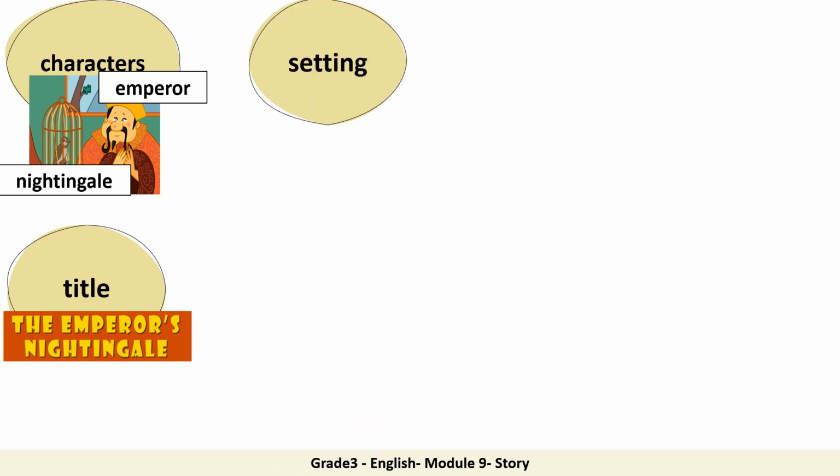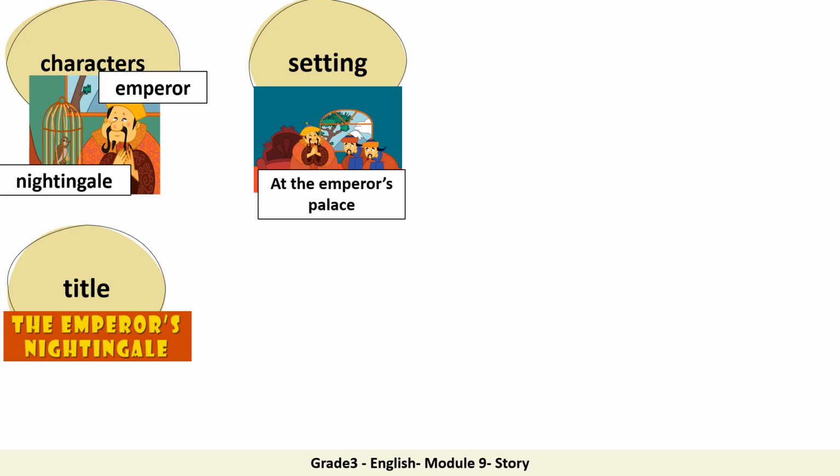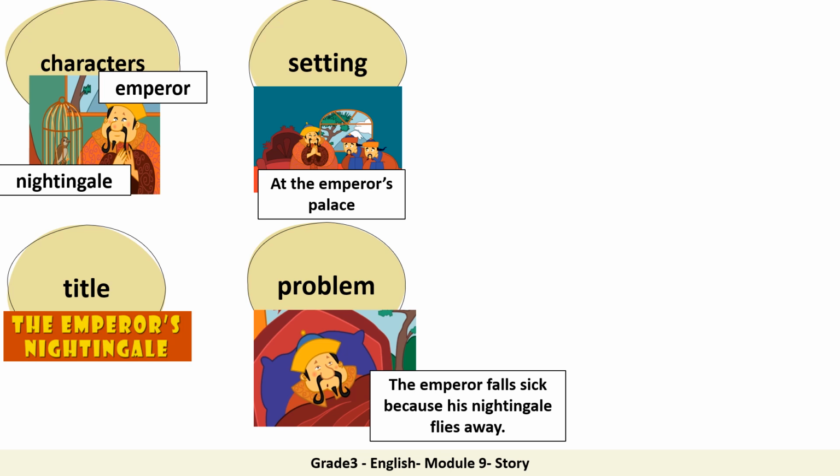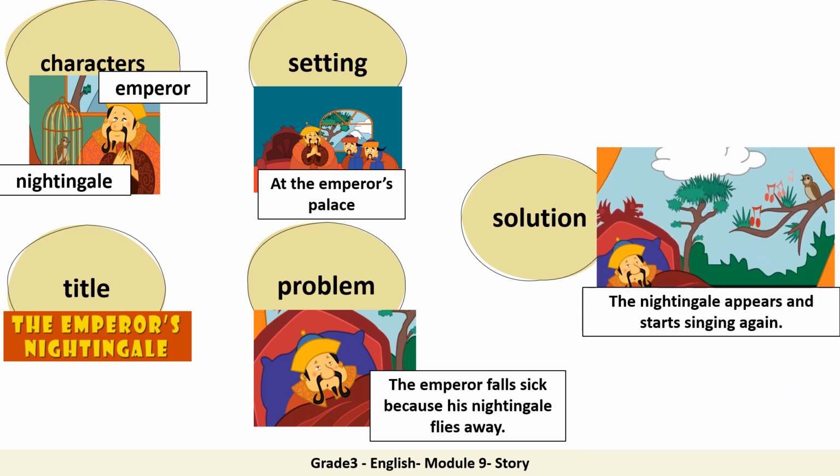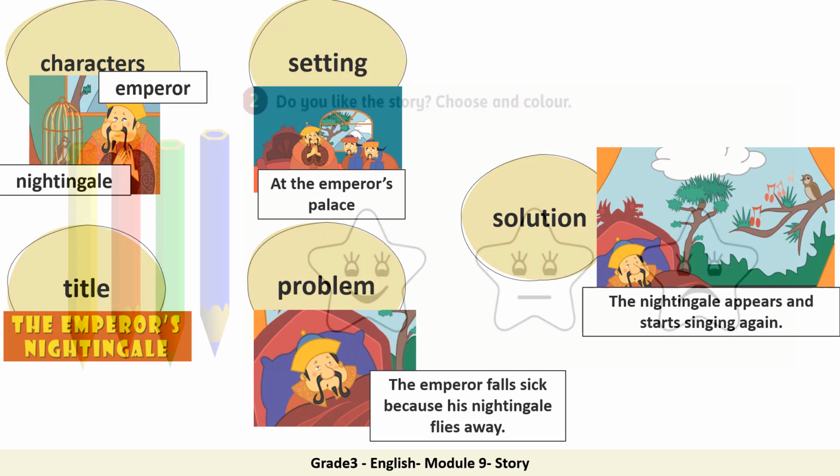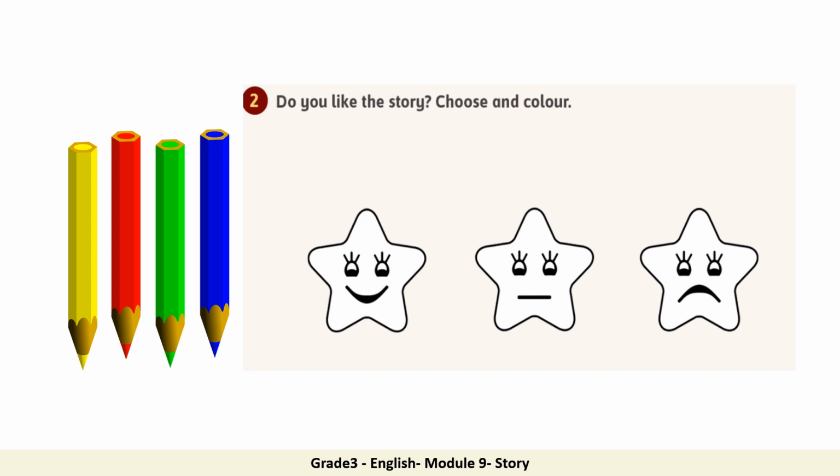What about the setting? Where did the story happen? Great! At the Emperor's palace. And what was the problem in the story? Great! The emperor falls sick because his nightingale flies away. And what was the solution for this problem? Great job! The nightingale appears and starts singing again. Now, my lovely students, I want you to tell me, do you like the story? I like it too. So, let's color the happy star together.